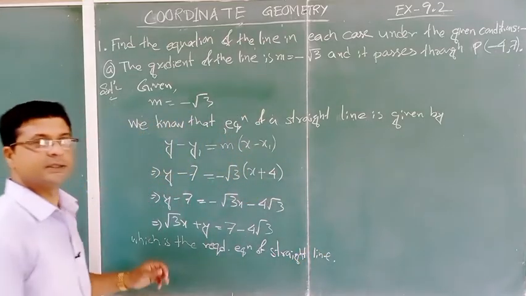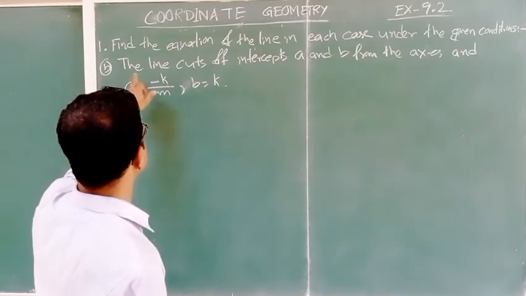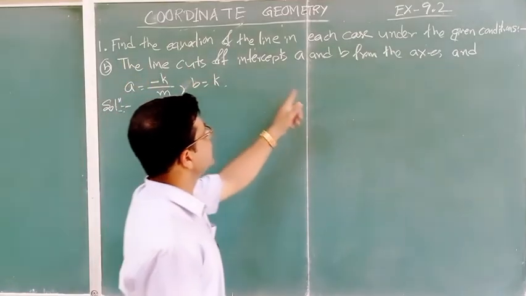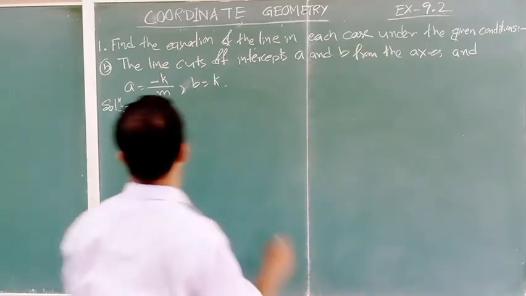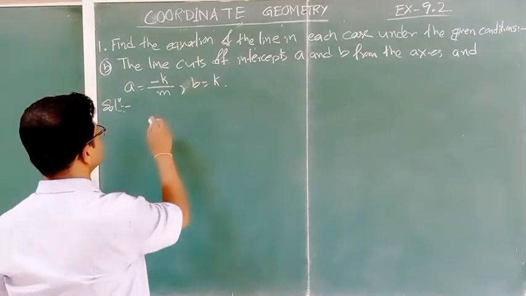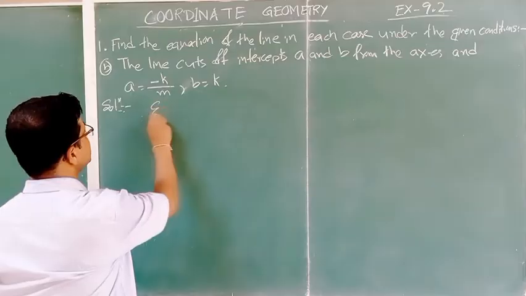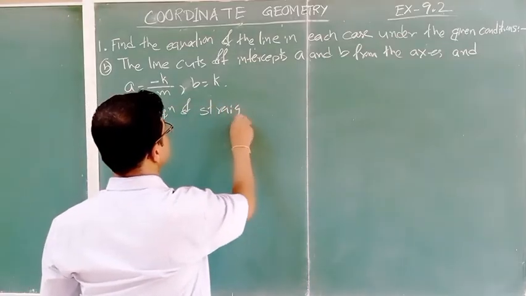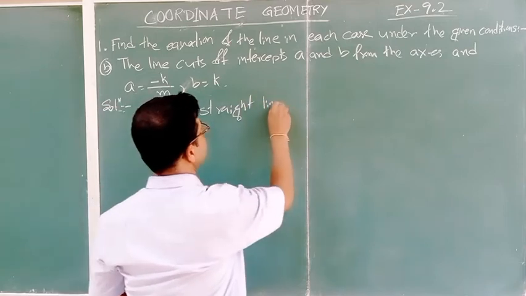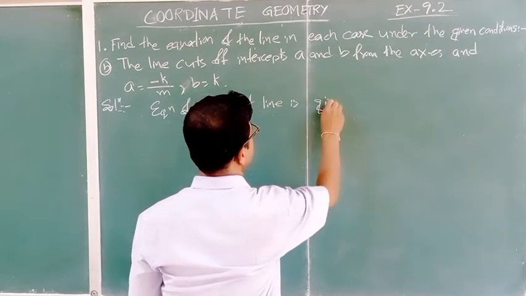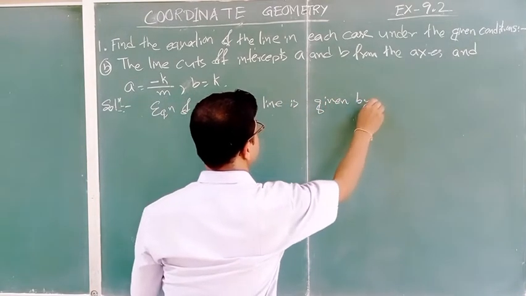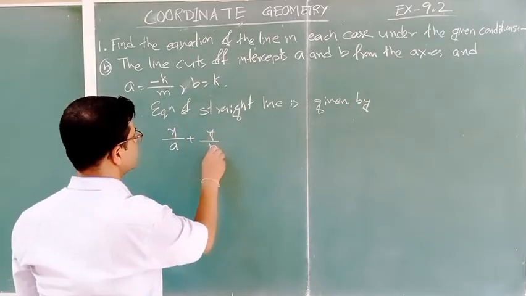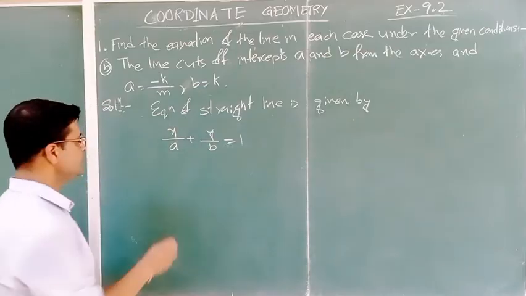Okay, now let us do the second one. In number B, the question is, we have to find the equation of the straight line when the line cuts off the intercepts A and B from this and this. That means A is equal to this and B is equal to this. So we know that the equation of a straight line is given by, what is the format? Do you know? Yes, we know: x by A plus y by B is equal to 1. This is the intercept form.